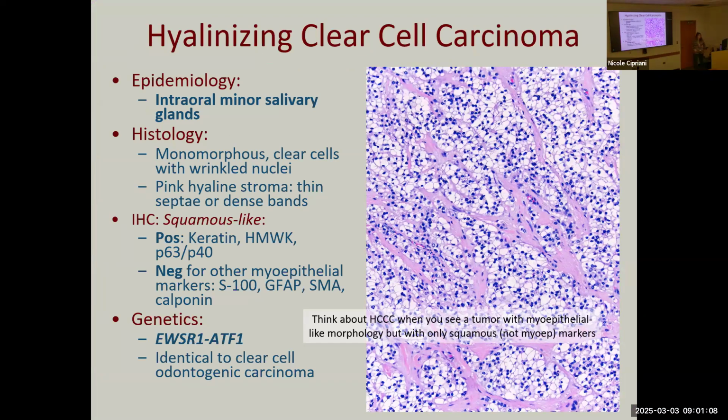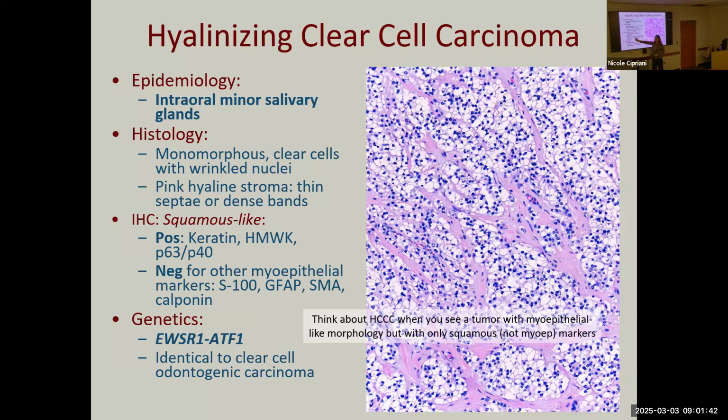Hyalinizing clear cell carcinoma is kind of here at the end. It's kind of an odd one. It almost looks like it could be a clear cell myoepithelial cell tumor. It does not have any ducts. It has these wrinkled nuclei, and it can almost sometimes mimic a squamous cell carcinoma, like a glycogenated squamous cell carcinoma, because it's positive for the squamous cell markers, high molecular weight keratin, P63, P40, but negative for any of the other markers of myoepithelial cell differentiation, like we saw before, right?